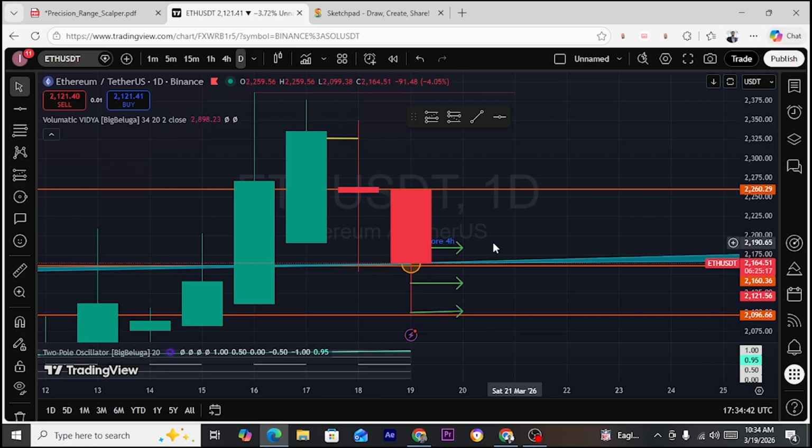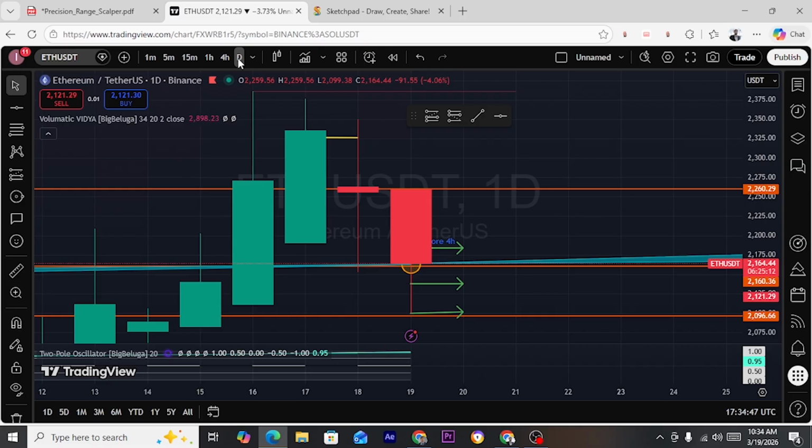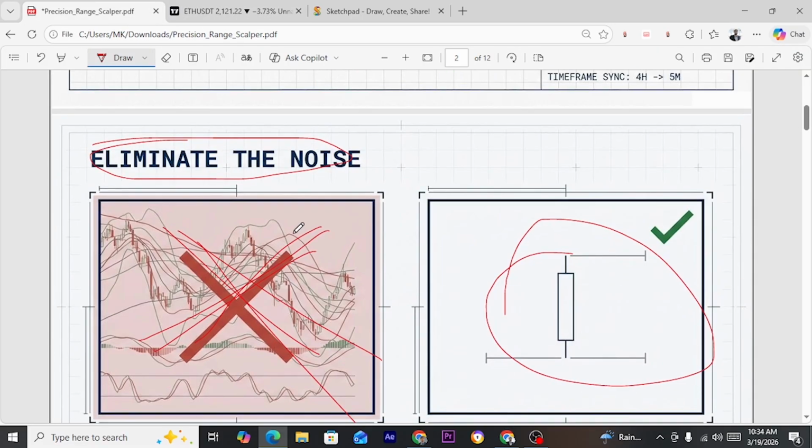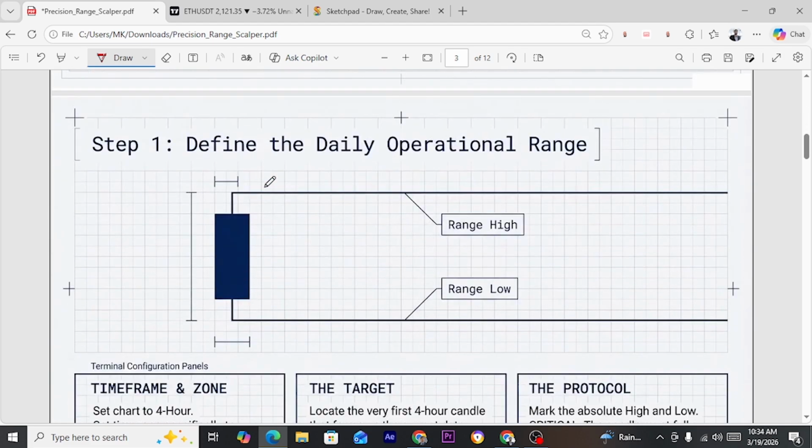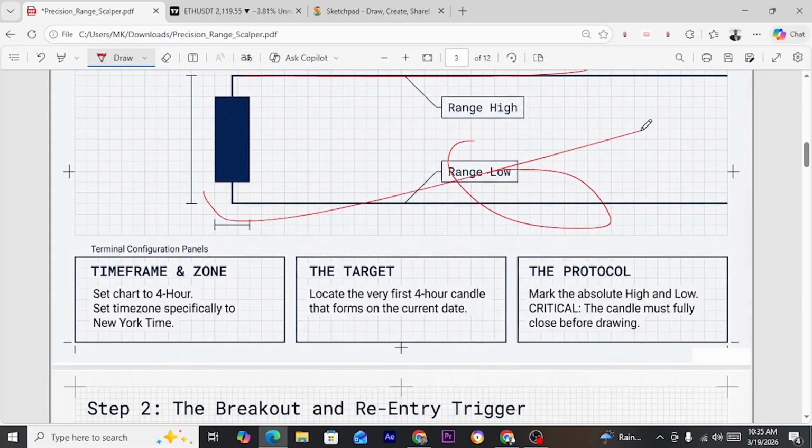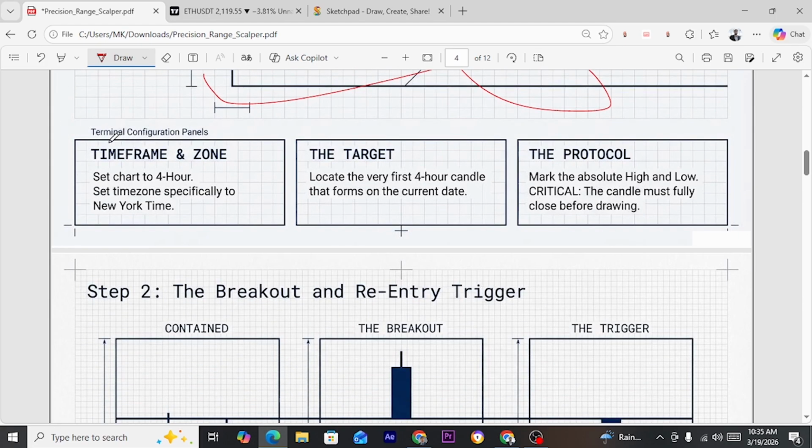So what can we do? We selected the 1-day candle. As we marked already, we have to skip this chart and go for the next. First step 1, as we already did that, high range low, we already decided. So after that we have to set the time frame and zone.